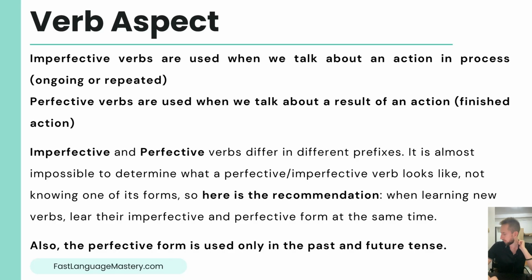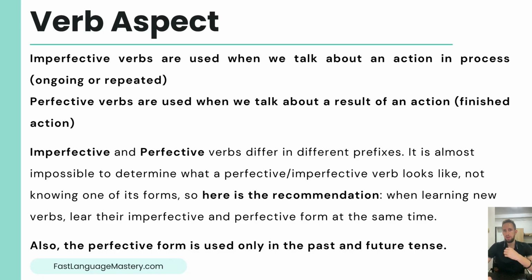So, as I said before, there are imperfective and perfective aspects of verbs. We use imperfective verbs when we talk about an action which is in process, which is ongoing or repeated. And we use perfective verbs when we talk about an action which is finished or which has a result. Perfective verbs differ from imperfective verbs by the prefixes, and more rarely sometimes they have a different but similar form.